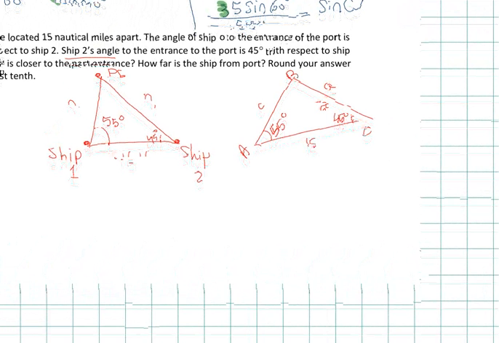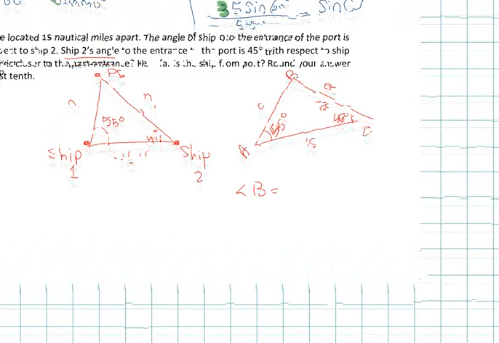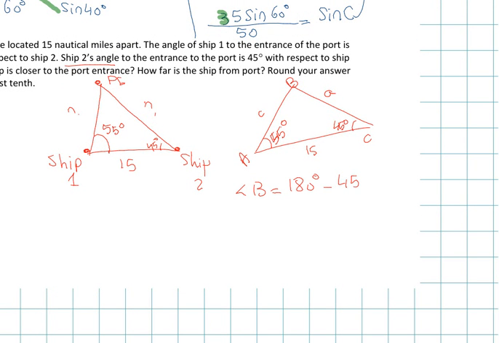Okay? Now, if I want to solve this, what do I need to know? Angle B, right? If I don't have angle B, I can't solve this. Because the only side I have is this side here, right? So how can I find angle B? We'll do 180 minus 45 minus 55. So that's gotta be 80 degrees.